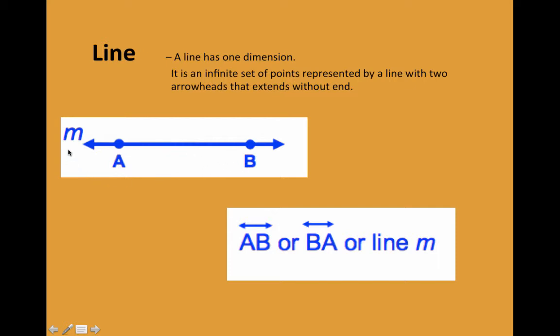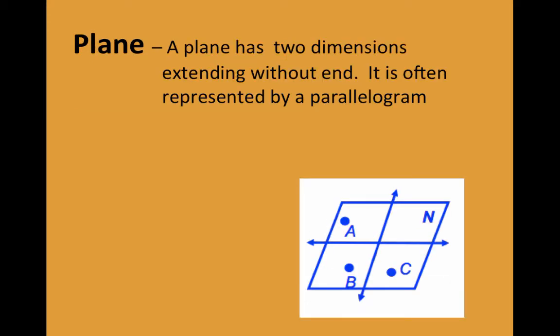We also see next to the line a lowercase script m. Our notation can be read as line AB. Again, we can call it line BA or line m, and they all mean the same thing and talk about the same line. Our last undefined term is, you guessed it, a plane.